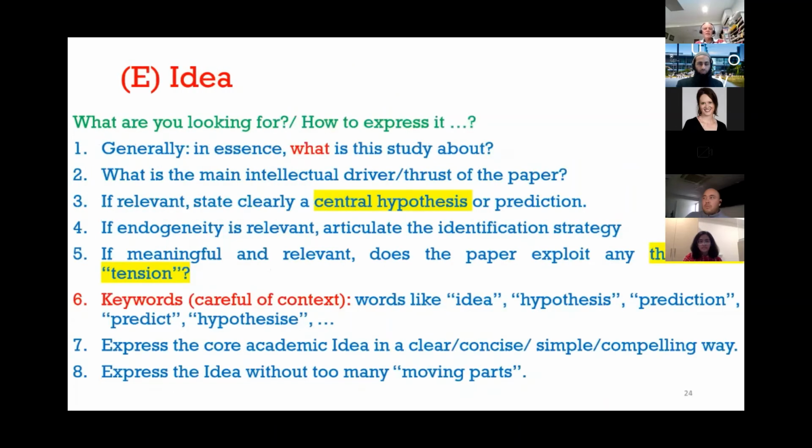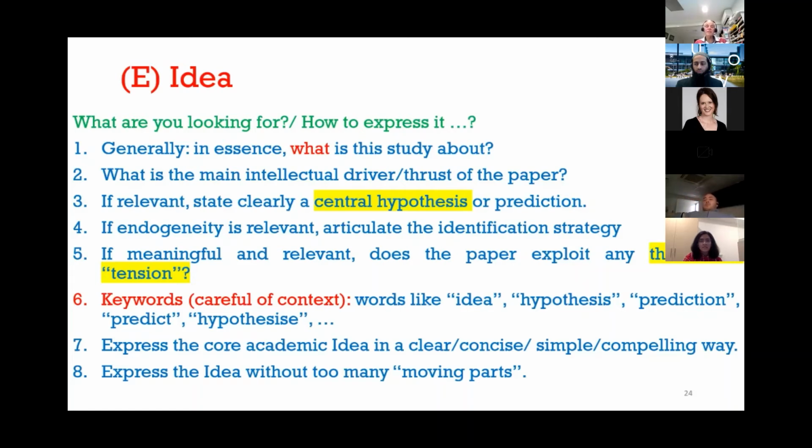All right, the idea. What are you looking for and how to express it? Well, this is at the core of what the current study is about. So what is this current study about? What is the central intellectual driver and thrust of the paper? And for the type of study where a prediction or a hypothesis is relevant, that's going to be a big center stage part of it. So if you can identify a core hypothesis, this is for quantitative papers at least, or a prediction, that would be something I would put down as part of your summary of the key idea of this paper.